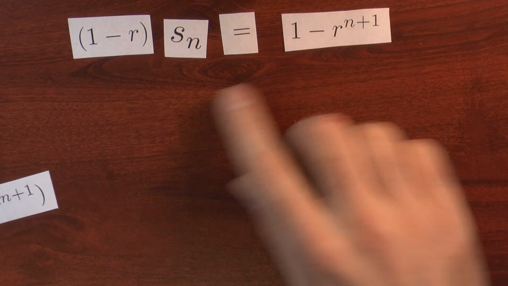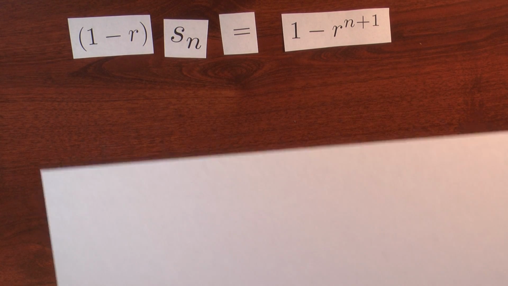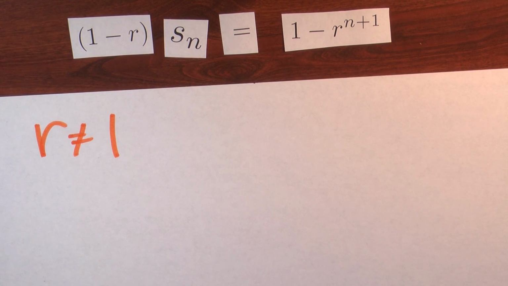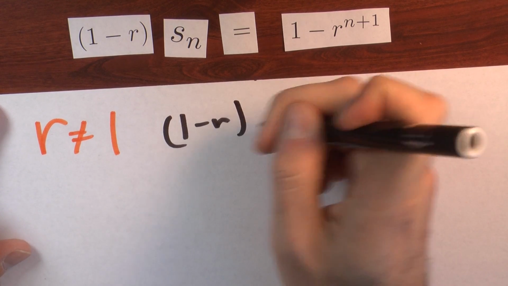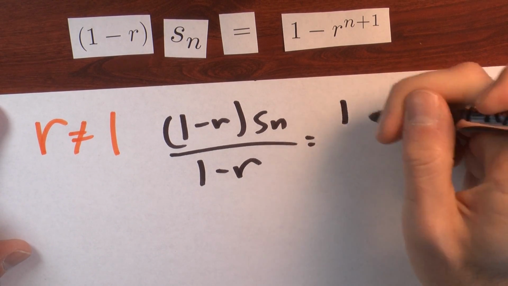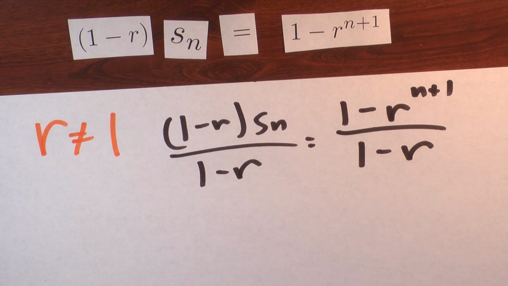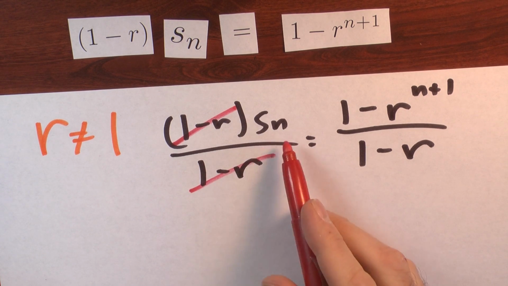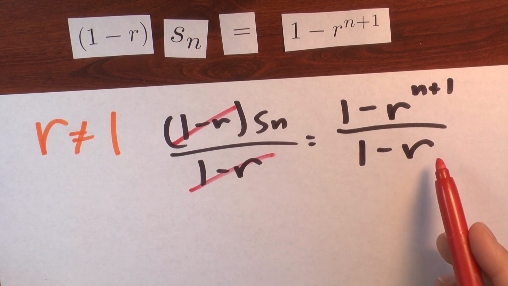Okay, so we've got 1 minus r times s sub n is 1 minus r to the n plus 1. And assuming that r is not 1, well, then I can divide both sides by 1 minus r, and I get that 1 minus r times s sub n over 1 minus r is equal to 1 minus r to the n plus 1 over 1 minus r. Now I can cancel the 1 minus r's, and I've got a formula for the nth partial sum. The nth partial sum is 1 minus r to the n plus 1 over 1 minus r.